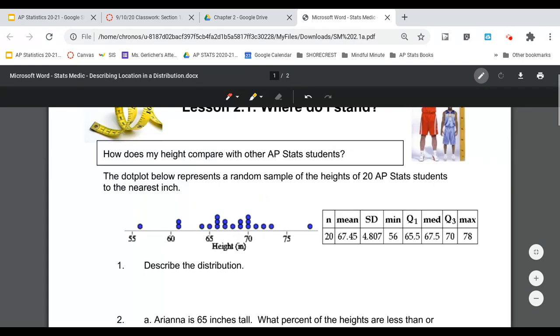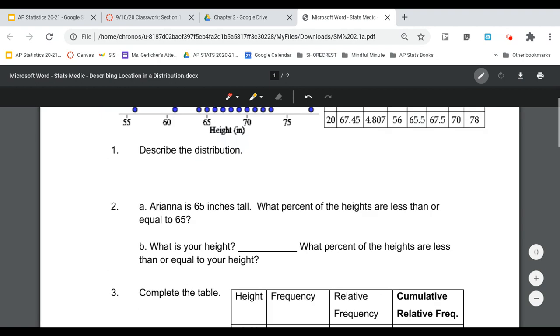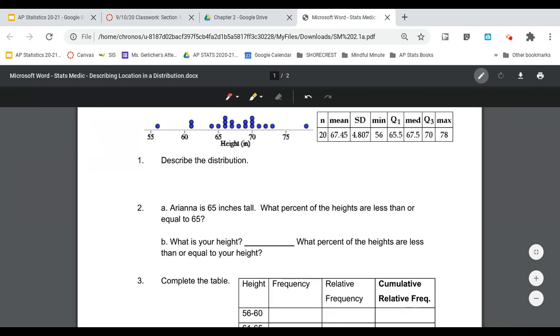So I want you to read through the beginning, and I want you to do numbers 1 and 2. Do it on your own. Pause the video. And then unpause it when you put your full effort into 1 and 2. All right, pause.